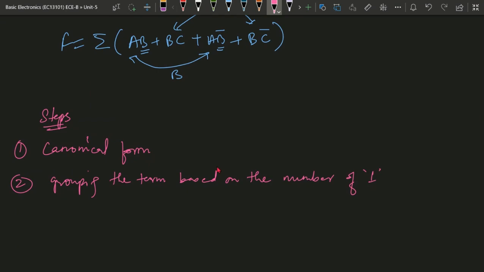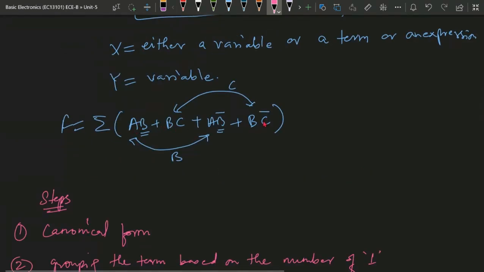So number of ones, in the sense, suppose these are the min terms: A B, B C, A B C, like that. We will be converting it into canonical form first of all. So after converting it into canonical form, suppose in canonical form it is A B C, A B C bar.